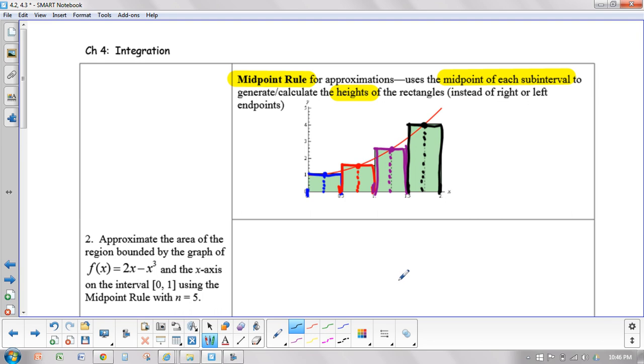Typically the midpoint, you can tell by looking at this image, is a little more accurate because yes, it has a spot that's above, like right here, but it's usually counterbalanced pretty well with the area that's below, and so it's a better estimate of area.